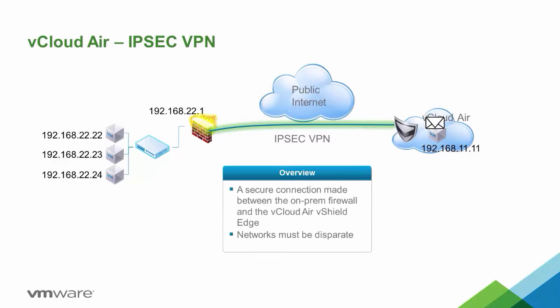So, as I say here in the overview, one of the things to remember is that these networks must be different. So the left-hand network must be different to the right-hand network. If those networks need to be the same, that's a different solution. It's called data center extension. But for this, we will focus on the IPsec VPN implementation.